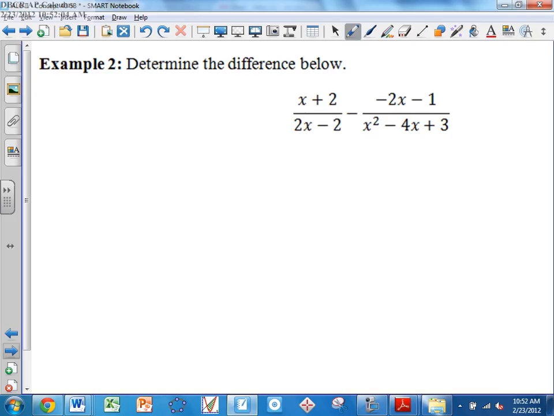Take a look at this problem. You can always start by factoring, but notice right away, what is the operation that is being asked to do? Subtraction. Which is really defined as? Adding the opposite. Good, adding the opposite. So, leave the left part alone, please. Leave that alone. I'm going to write this now.